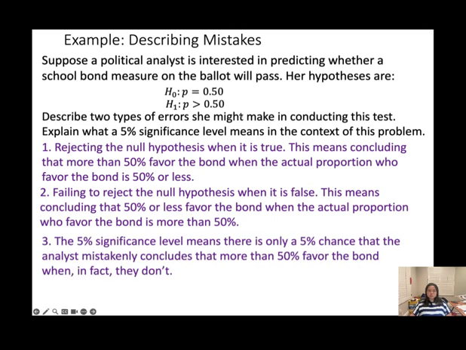So we should say the actual proportion who favor the bond is more than 50%. And now we're going to talk about the 5% significance level. The 5% significance level means there is only a 5% chance that the analysis mistakenly concludes that more than 50% favor the bond when, in fact, they don't.